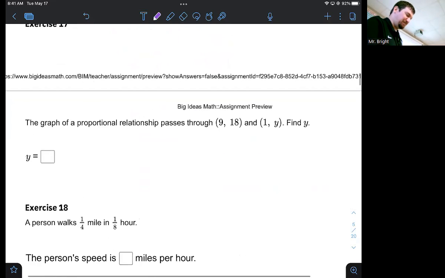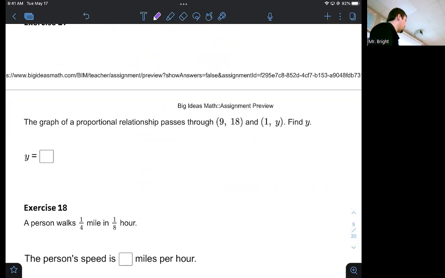All right, number 17. Number 17, can you get the door for me, please?